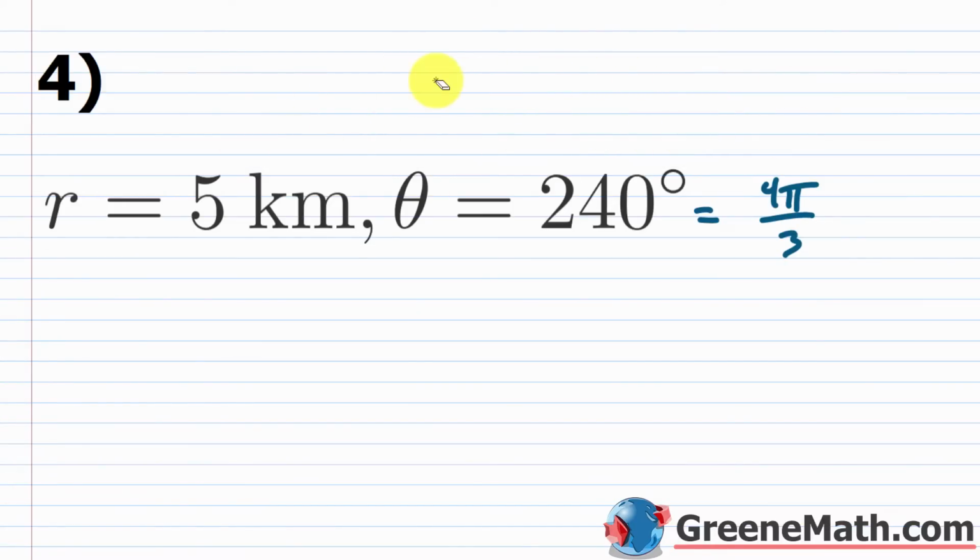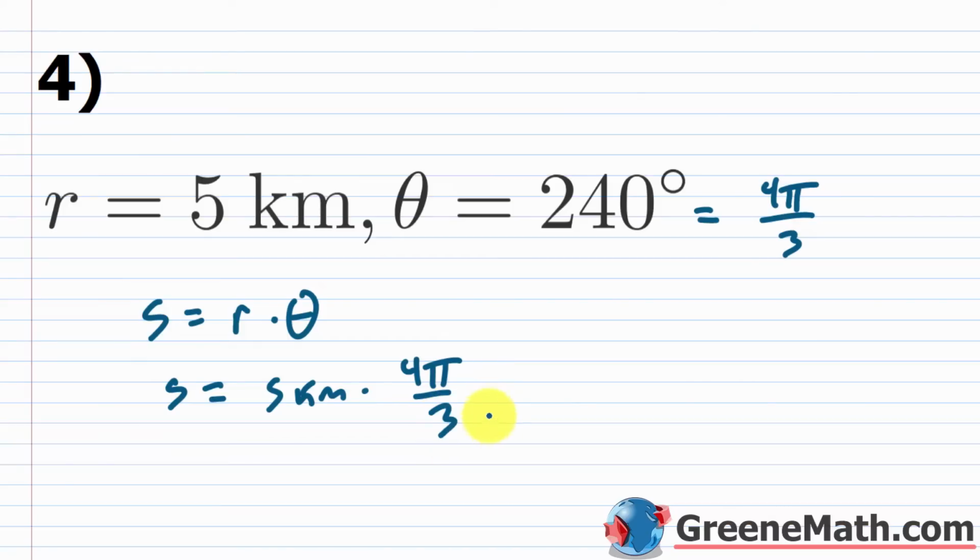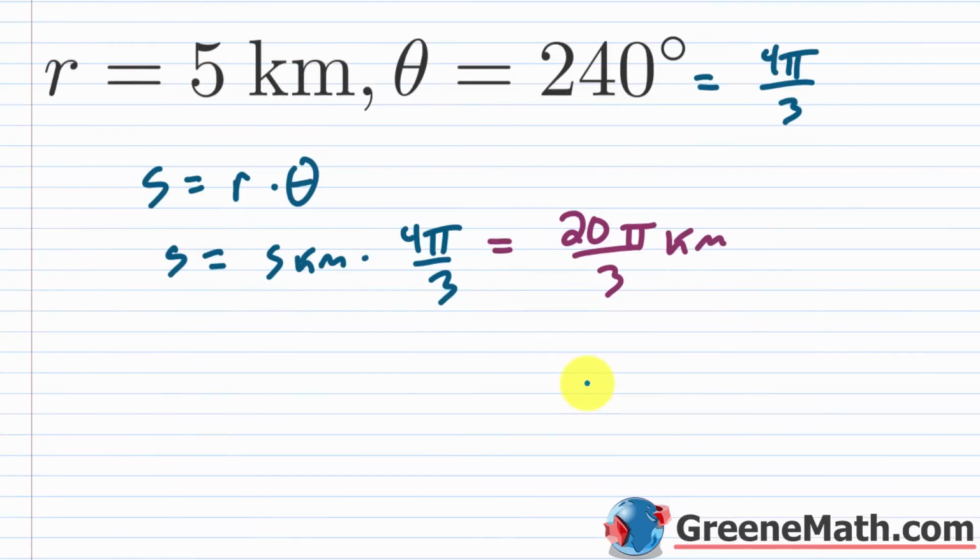Okay, so I'm just going to use my formula. So S is equal to your R, your radius, times your theta. So S, the arc length, is equal to your radius, which is 5 kilometers, and then times your angle theta in radians, which is 4 pi over 3. So nothing's really going to cancel here, so I'm just going to multiply. So 5 times 4 is 20, so this is 20, and then times pi over 3, and this is in terms of kilometers.